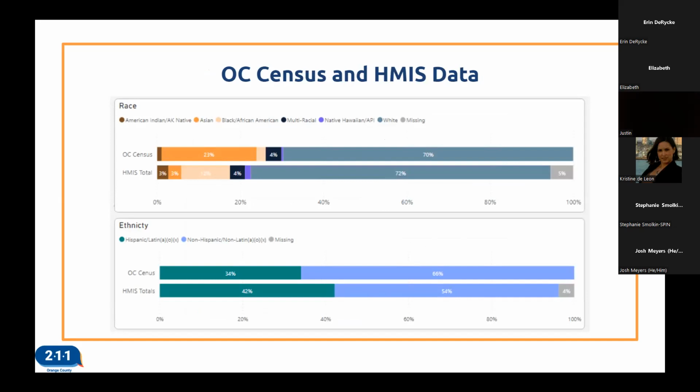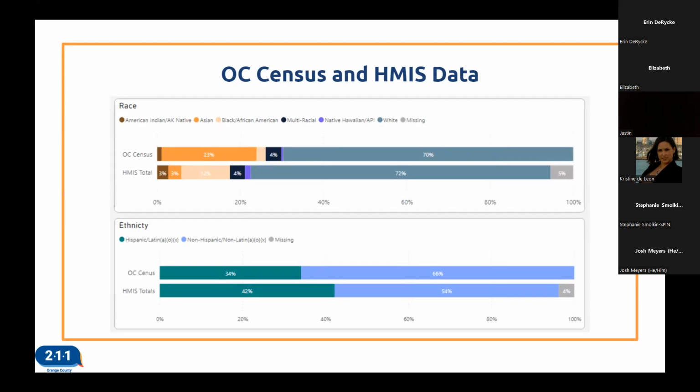When you review a percentage that is higher in the HMIS total compared to the OC census, this suggests that the race group is overly represented in the OC homeless system. And vice versa, when you review a percentage that is lower in the HMIS total compared to the OC census, this suggests the race group is underrepresented. So let's take a look at the race visual.